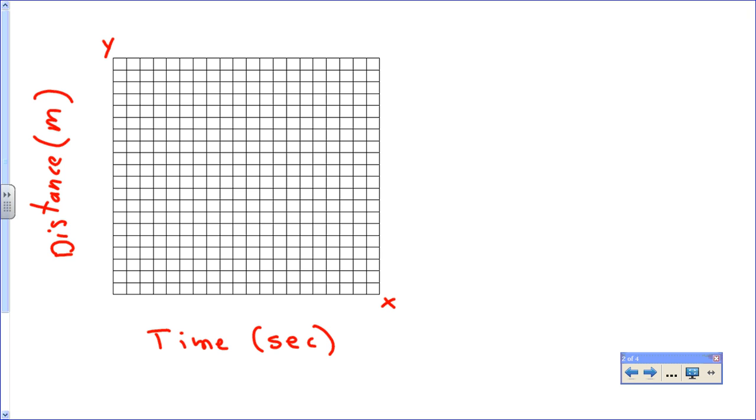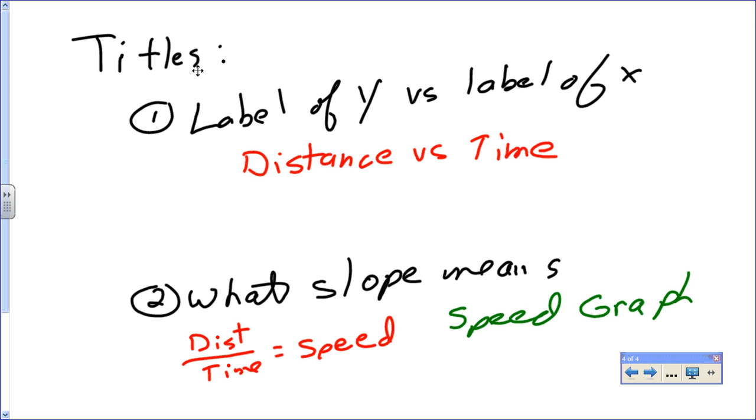Okay, now how do you title a graph? You have to have a title up here. All right, to look at titles, the rules are usually we're just going to put whatever the label is for the y versus the label of the x. So in this instance, distance versus time. Distance is on the y-axis, time is on the x, distance versus time.